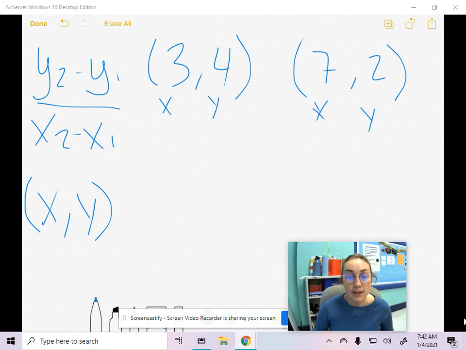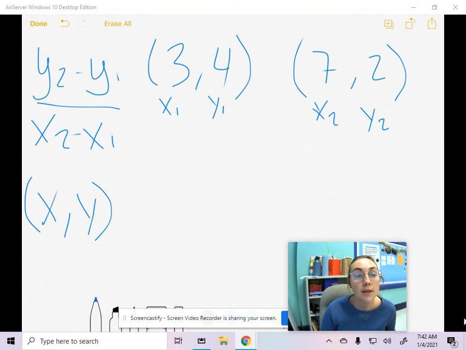Which ones am I going to make X1 and Y1, and which one am I going to make X2 and Y2? It doesn't really matter, and I'll show you why. This first time, though, I'm going to make the first ordered pair I see, which is this one, X1 and Y1, and the second ordered pair I see, which is this one, X2 and Y2. And I'll go ahead and put them in the slope formula.